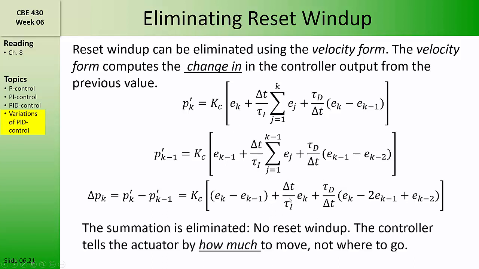Notice that when doing this, we eliminate the summation, so there can be no reset windup. The controller tells the actuator by how much to move and not to where to go. For analog controllers, there are other methods to deal with reset windup.